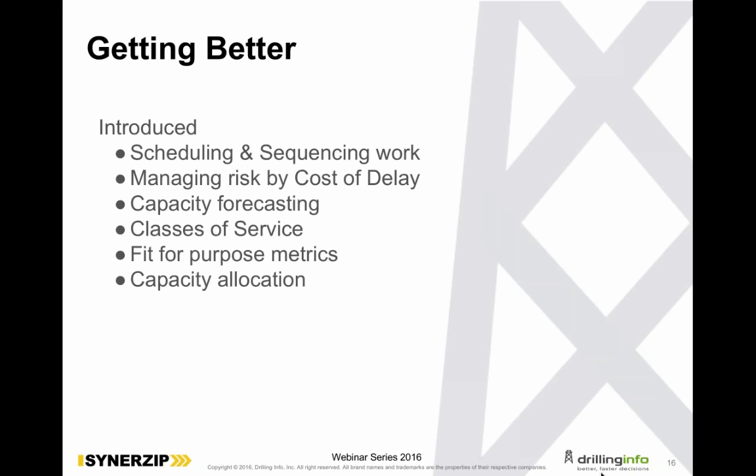Another thing we're introducing is fit for purpose metrics, and that's basically metrics that your stakeholders care about. So, for example, if they want something fast and they don't care about quality, we're going to focus on that lead time and getting that lead time down and probably removing a lot of quality checks in order to get it in their hands as quickly as possible.